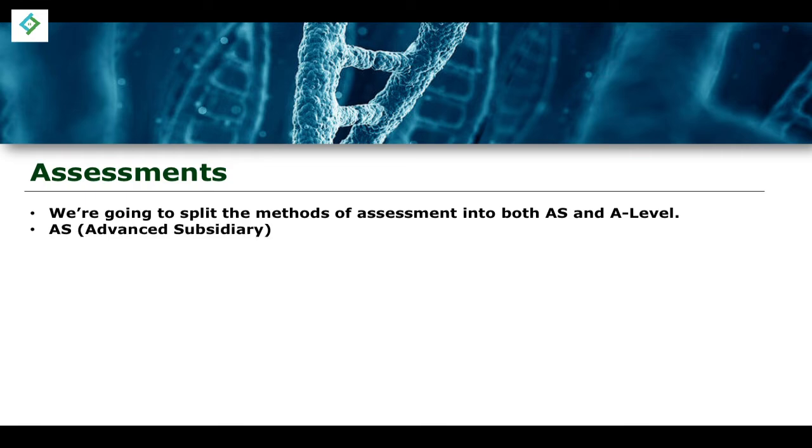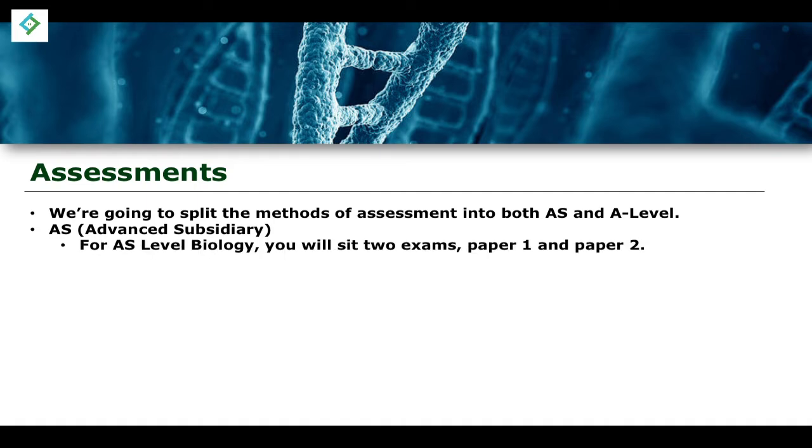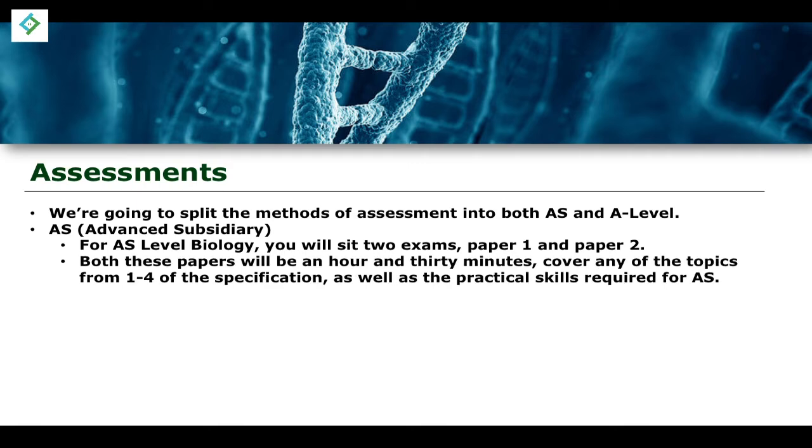So beginning with AS, or Advanced Subsidiary, for this level of biology you will sit 2 exams. There will be paper 1 and paper 2. Now, both of these papers will be an hour and a half long, and they will cover any topics from sections 1 to 4 of the specification, as well as all of the practical skills that you will do as part of the topics within sections 1 to 4.